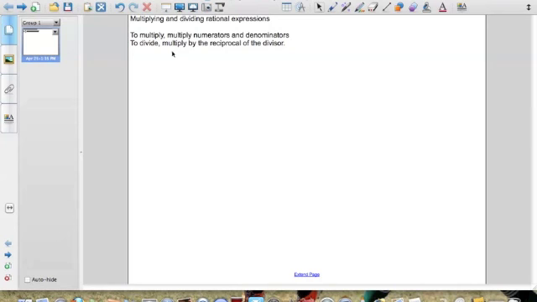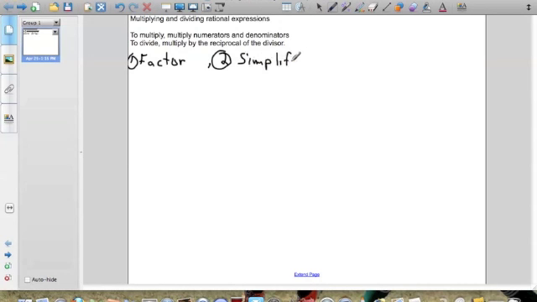Now I like to say as you're doing these problems, there's really three things you've got to do. Number one, you're going to look to factor. You want to factor first. Number two, you're going to look to simplify. And then number three, you're going to multiply. If you just do it in that order, you should be fine. So basically, you factor and simplify before you multiply. Now let's take a look at an example.